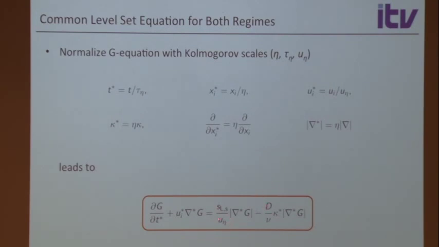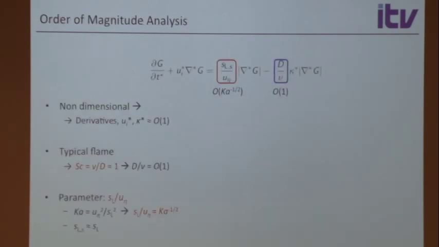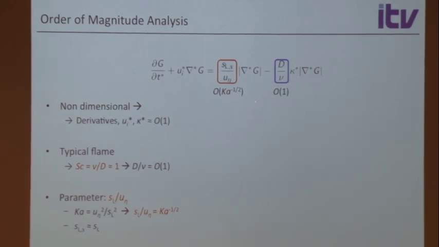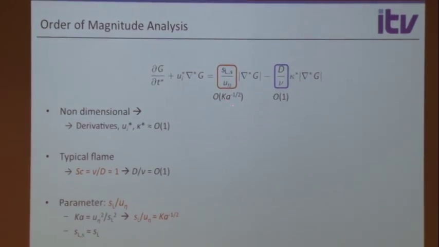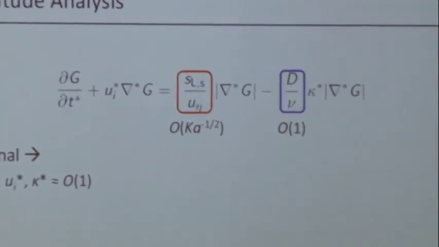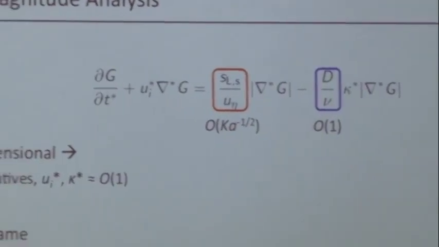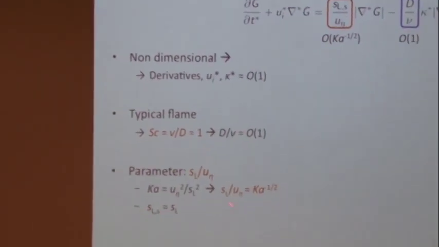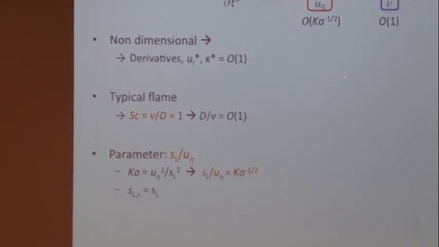But then we have SL by U eta. And of course, we don't know what it is. And it turns out that SL divided by U eta is on the order of Karlowitz to the minus 1/2. And so that's interesting because the Karlowitz number is exactly what distinguishes these different regimes. And so you can see if the Karlowitz number gets very, very small, okay, let's see if we write this here somewhere. No, this here just shows why it's Karlowitz to the minus 1/2.